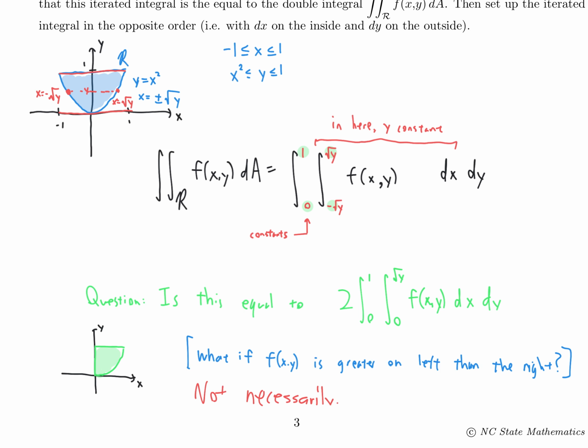If we knew what the function were, then maybe we could say a little bit more, but since we don't know the function, we can't rule out the possibility that the function is not symmetric in the same way that the region is. And so we don't think that this is necessarily equal to double the double integral on the left side or right side.